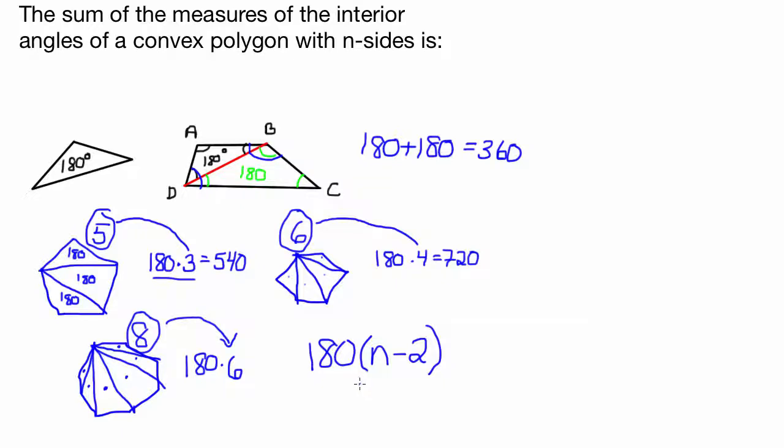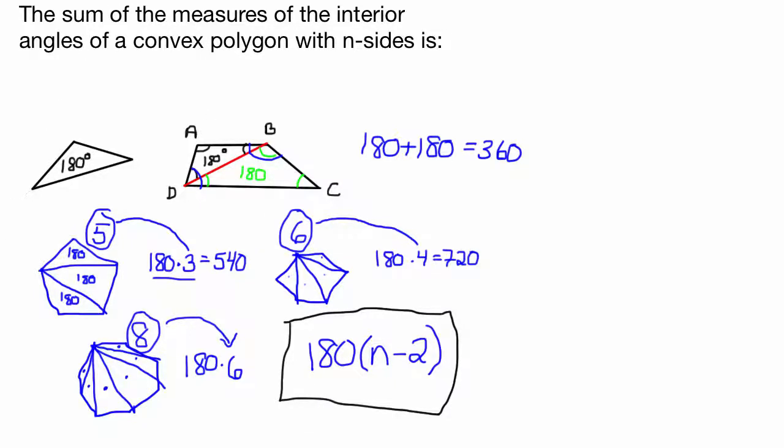Because what you're seeing here is that when you draw the lines, 2 fewer triangles than the number of sides are created. Here it was 6 sides and we created 4 triangles. Here it was 8 sides and we created 6 triangles. Here it was 5 sides and we created 3 triangles. I'm going to explain in another video why 2 fewer triangles than the number of sides are created when you draw the lines. But for now, we definitely see this pattern, and that's the formula, this right here.